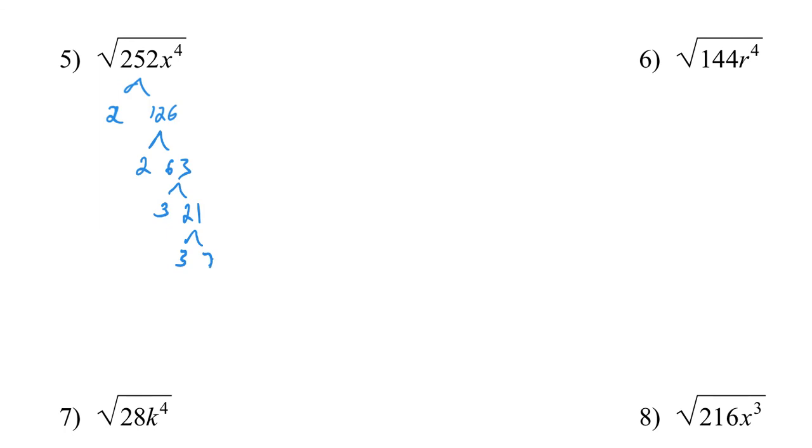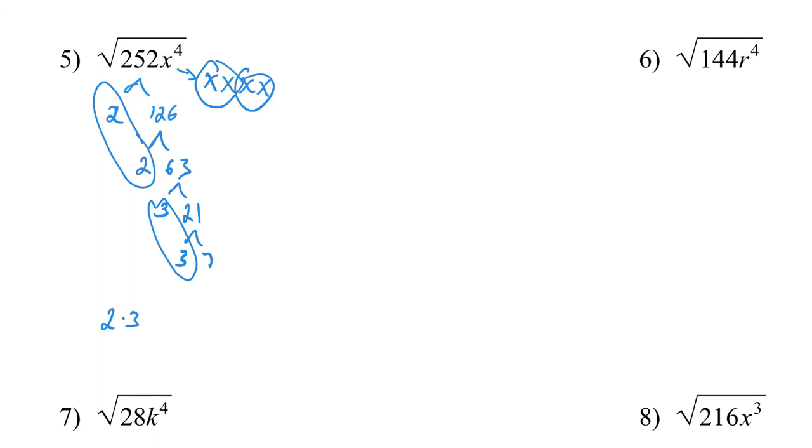All right, so now we're looking for pairs. We have a pair of 2's here, and a pair of 3's. I'm going to look at those x's before I start writing things down. We have 4 x's, so that's going to make 2 pairs. Everything that has a pair goes outside with just a single. So we have a single 2 and a single 3, and then 2 single x's. And then on the inside, we have anything that's left over. The only thing that's left over is that 7.